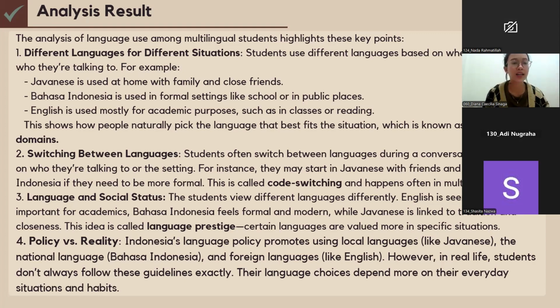And then the second one is switching between languages. The switching between languages can be explained by the students often switching between languages during a conversation, depending on who they are talking to or the setting. For example, in the article, the boy may start in Japanese with friends and switch to Bahasa Indonesia if they need to be more formal. And we can call this aspect code switching. And it often happens in multilingual societies.